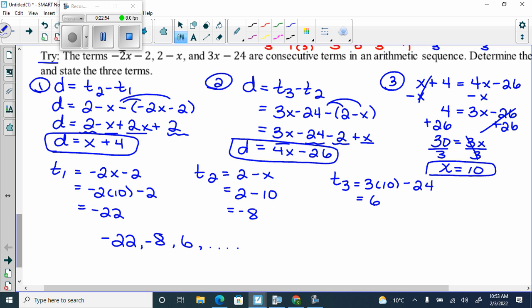And they should make sense, because when you subtract them, you should get the same common difference. So if I went negative 8 minus negative 22, so plus 22, I would get negative 8 plus 22, which is 14. And then if I did 6 minus negative 8, it would be 14. So you can check and see if it makes sense that you actually got the answer. So we started off with a harder question, then we get to go to some easier ones, which is nice.